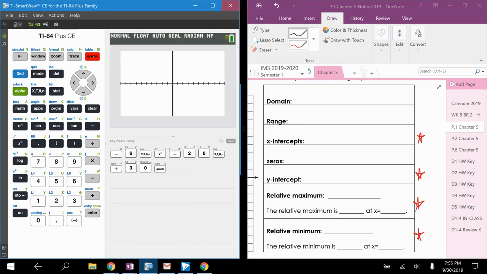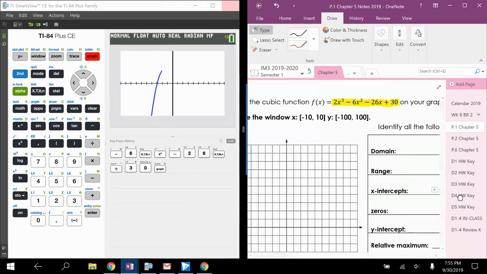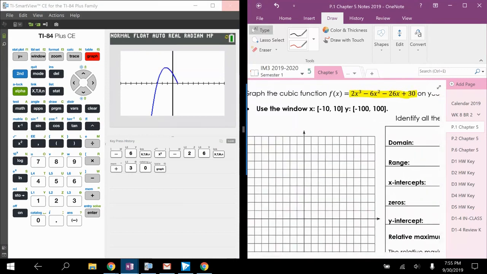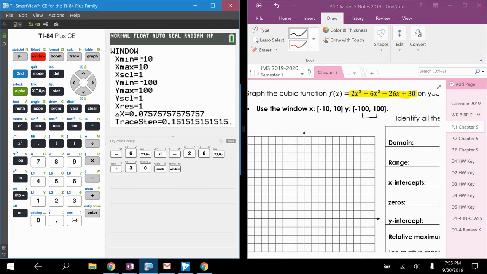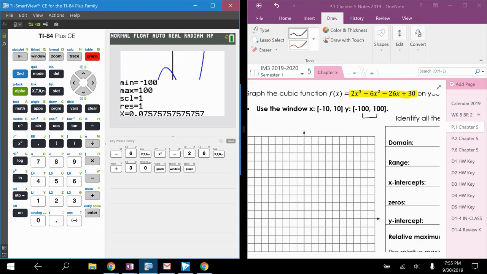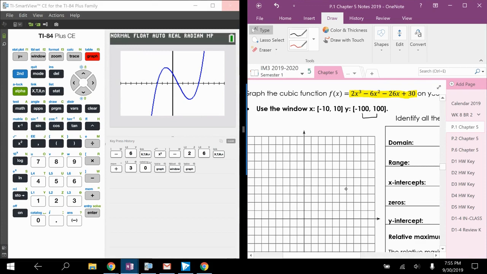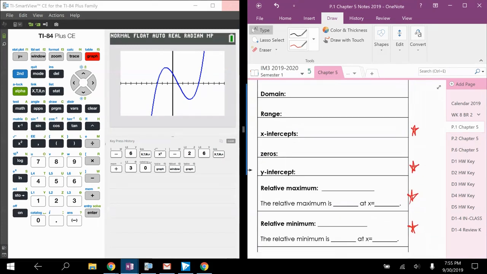What's nice is that our window is still negative 100 to 100, so we don't have to change it from the last problem. Again, what you would do is press window in order to change that, but you can see negative 100 and 100 are already on it. Okay, so we have our graph. There it is. Let's go ahead and find our x-intercepts.